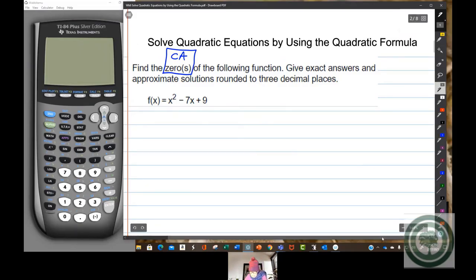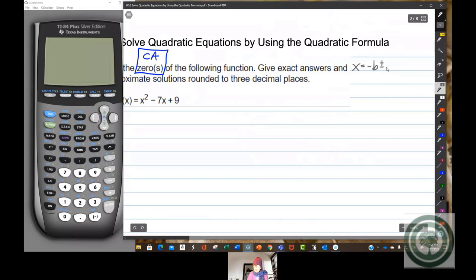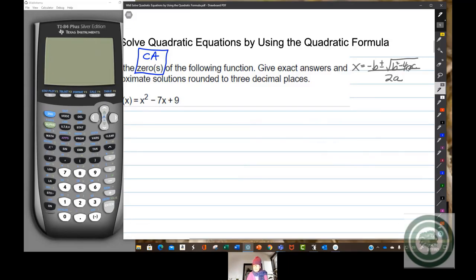Okay, give me a minute here. Let me write it down. Well, I'll write it down as I say it. Let's put it over here. x equals negative b plus or minus the square root of b squared minus 4ac, all over 2a. Here you go. x equals negative b plus or minus the square root of b squared minus 4ac, all over 2a.